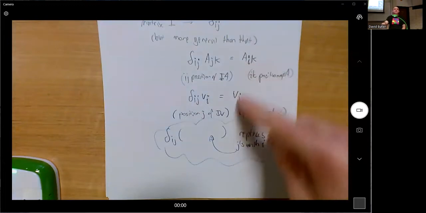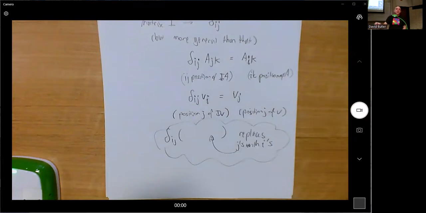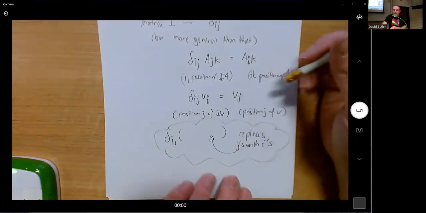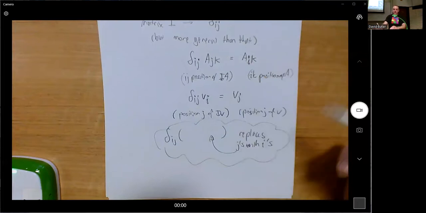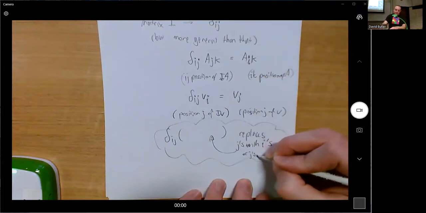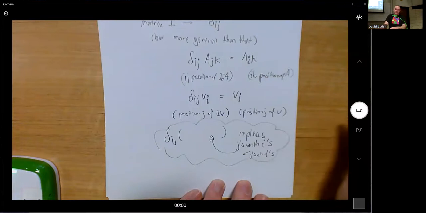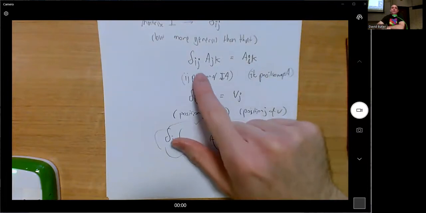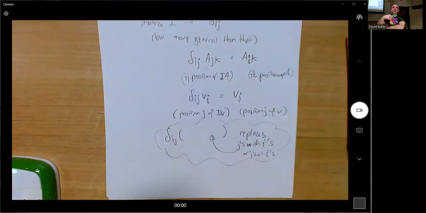That's what it did here. I's with j's, damn it. Or j's with i's, whichever of them is around. It doesn't matter if it's in the row or the column spot, it's just the same. Then it replaces it with the other one.